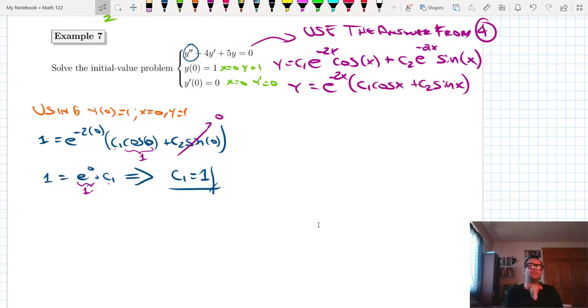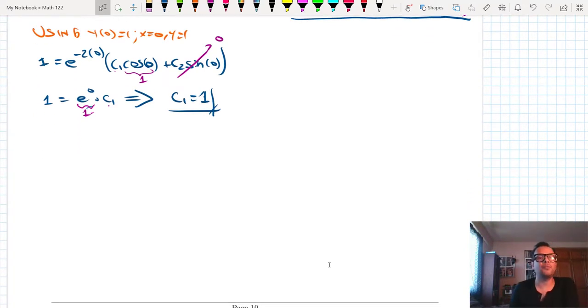Now we need to find c2. How are we going to find c2? Well, notice we have another condition here that requires the derivative of this solution. So number 1, find, okay, let me use a different color here.